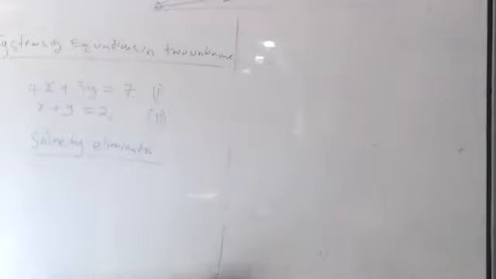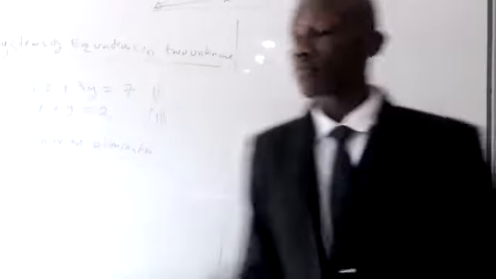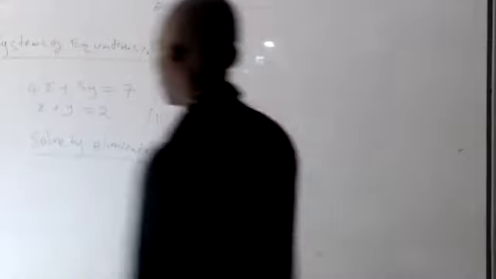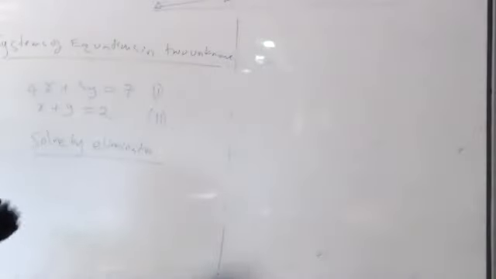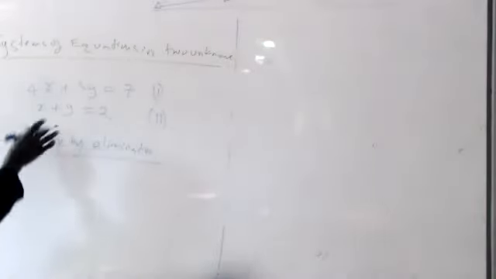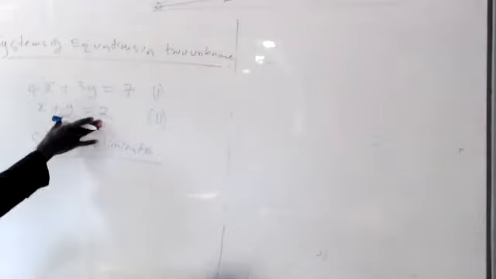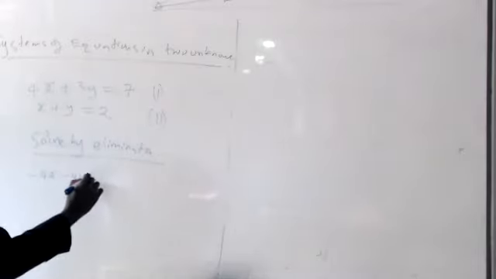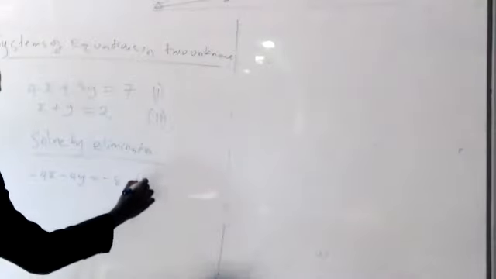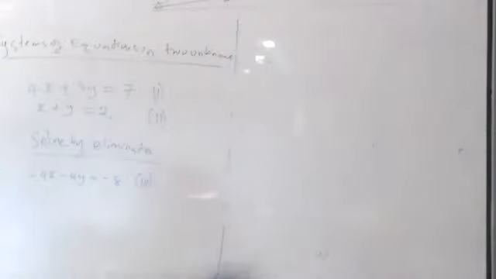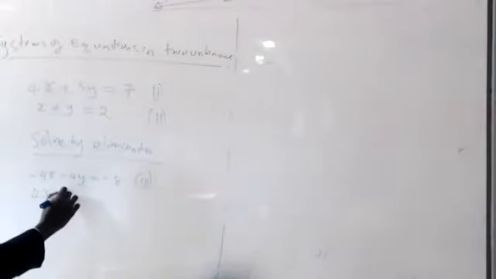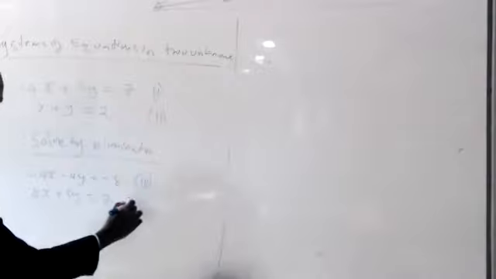So how do we eliminate x? The first one, we leave it like that. The second equation, multiply by -4. Okay. So we look for a third equation by multiplying this second equation by -4. So that gives you -4x minus 4y is -8. This is your third equation. And you say that the first equation will leave it the way it is, 4x plus 3y is equal to 7.